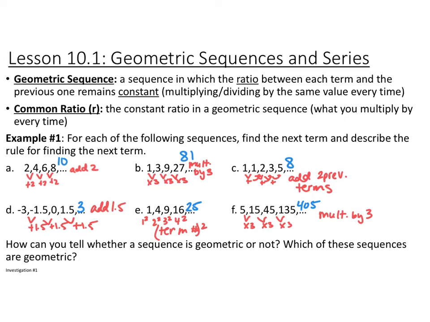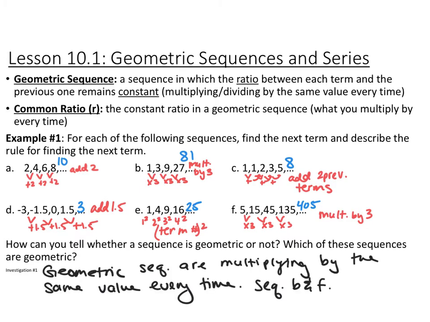So how can you tell whether a sequence is geometric or not, and which of these sequences are geometric? Go ahead and pause the video and answer that question. For a geometric sequence, if you multiply by the same exact value every single time, then it's geometric. So sequences B and F are geometric.